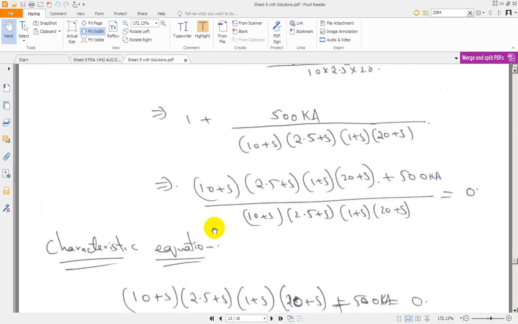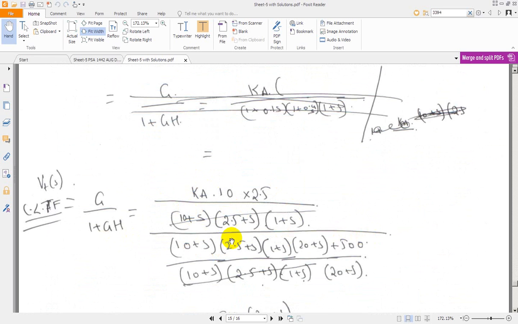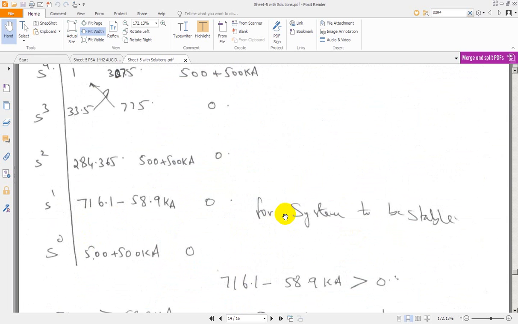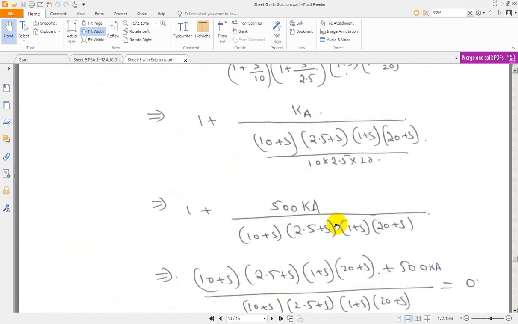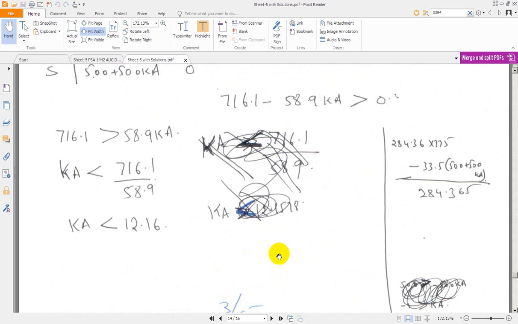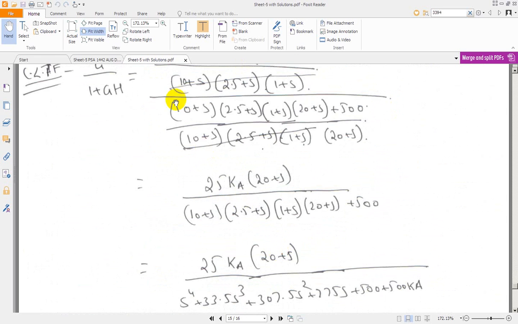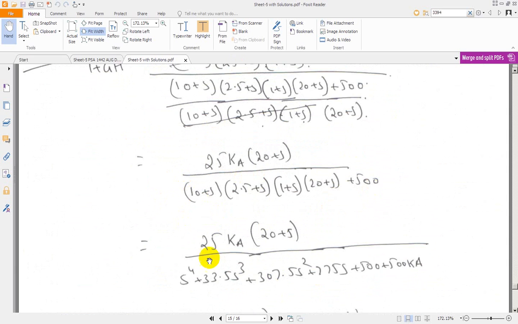So G of s divided by 1 plus G of s into H of s. Where did we get 1 plus G of s into H of s? Here. See, 1 plus G of s into H of s, or simply you can write it as 1 plus G of s H of s is equal to this. This complete expression we are writing here. Now this denominator part and this denominator part can be eliminated. 20 of s will be moving to the numerator. You will get this expression.